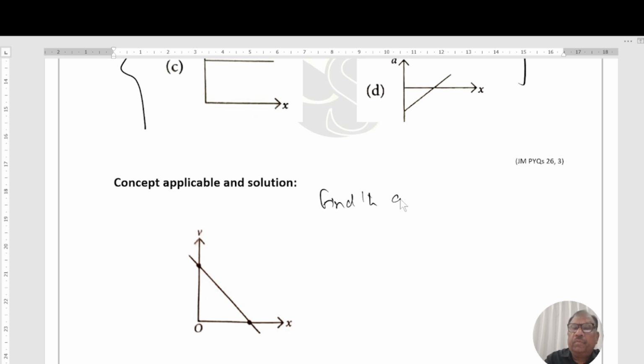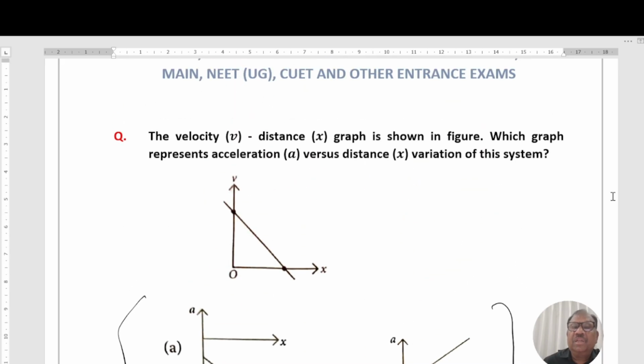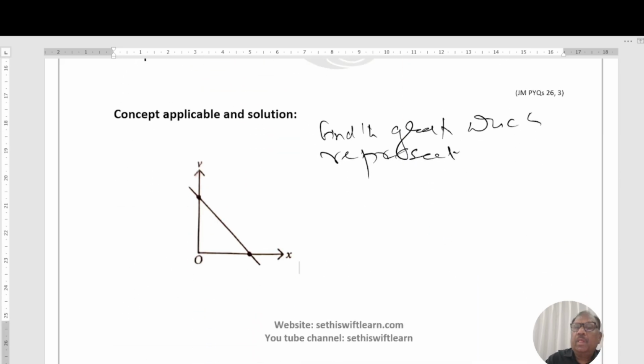the graph which represents acceleration versus distance. Says that this is initial velocity is v naught. This is initial x naught.